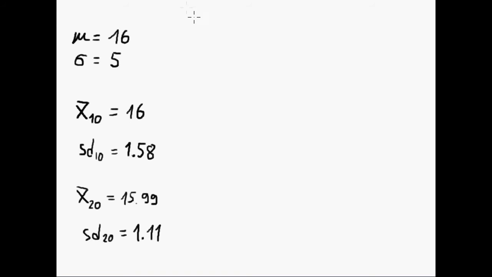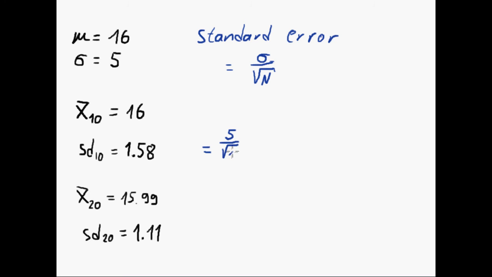We've learned that the sample standard deviation, which is the standard deviation of the sampling distribution, also called the standard error, is simply the original standard deviation, the original one, divided by square root of n. That's it. So let's try this. Square root of 10 is about 3.16. So this should be equal to 5 over square root of 10.